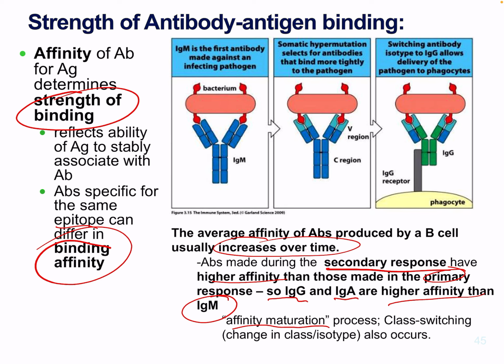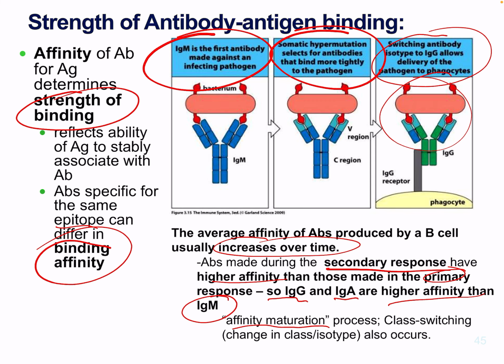This is why this happens in our class switching and our affinity maturation. So you can see here, IgM is the first antibody made against the pathogen, through somatic hypermutation and affinity maturation. We have the switching of our antibody isotypes to IgG, which allows delivery of the pathogen to phagocytes with much stronger binding.